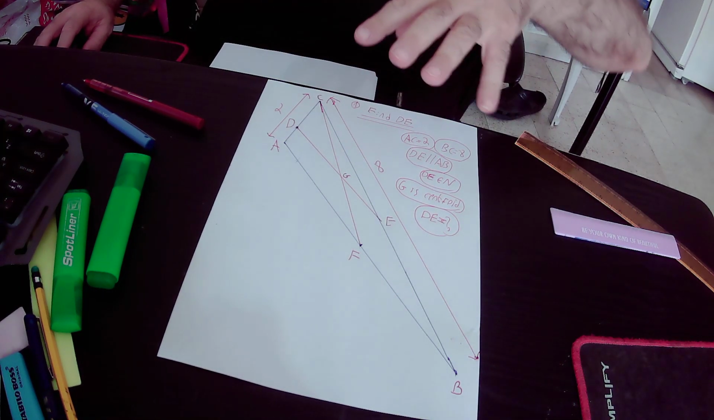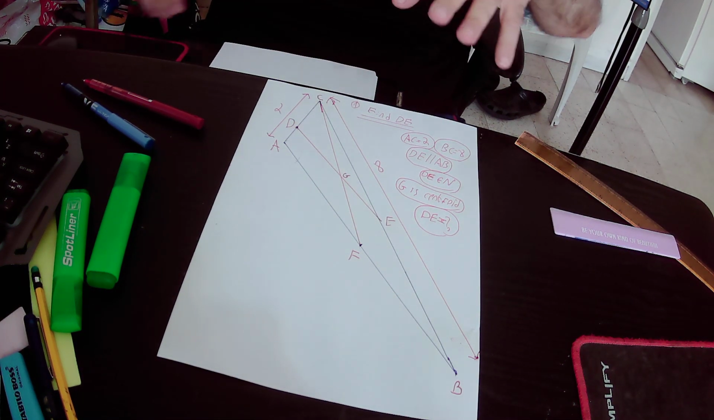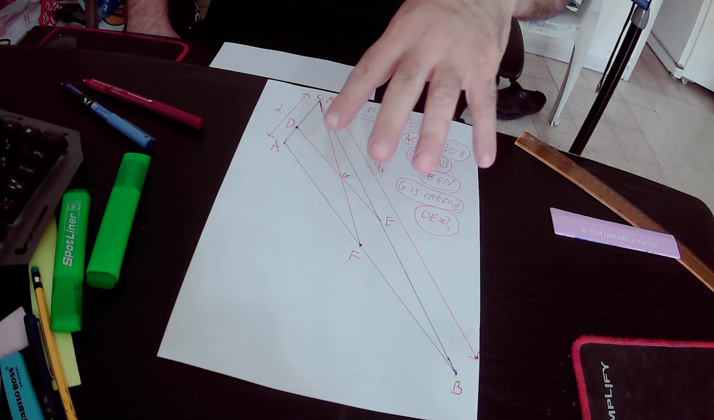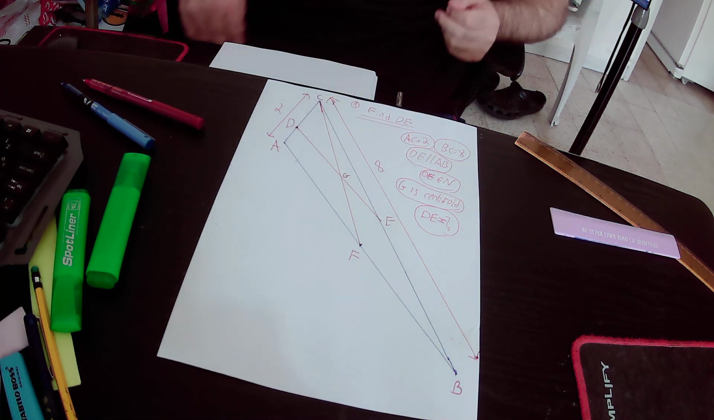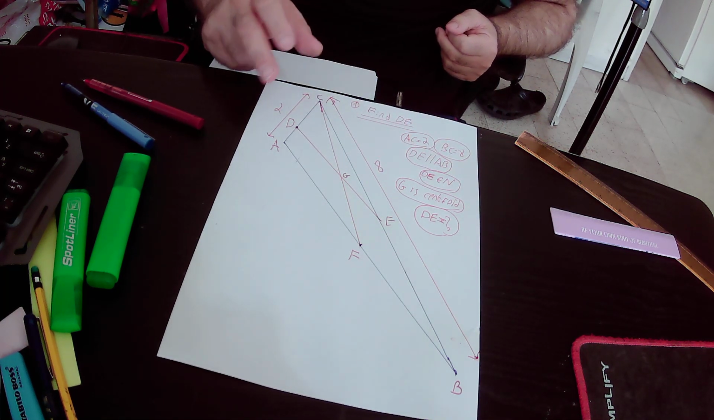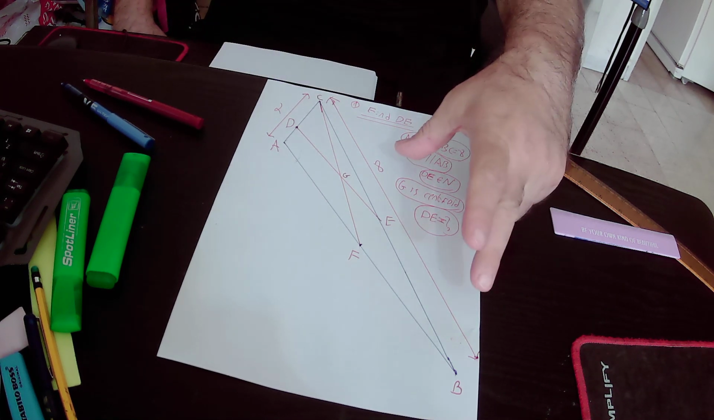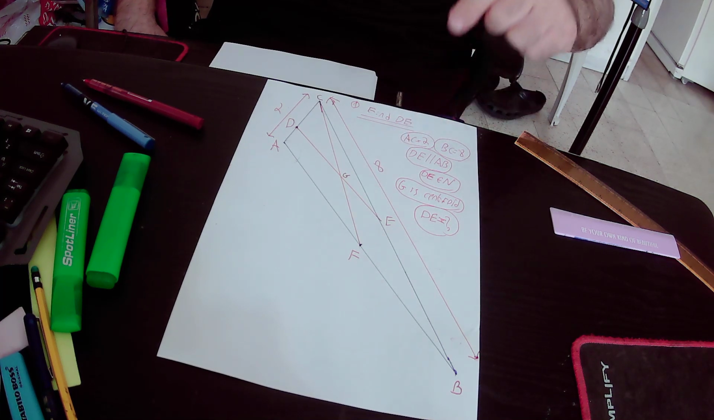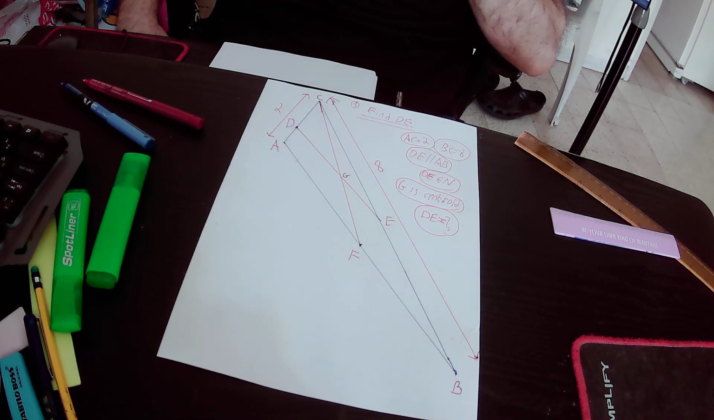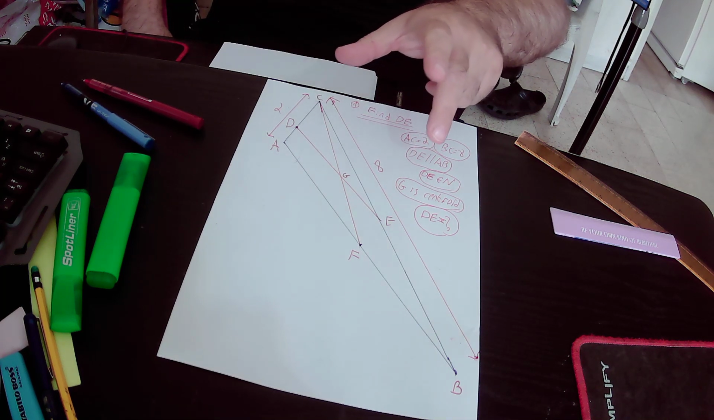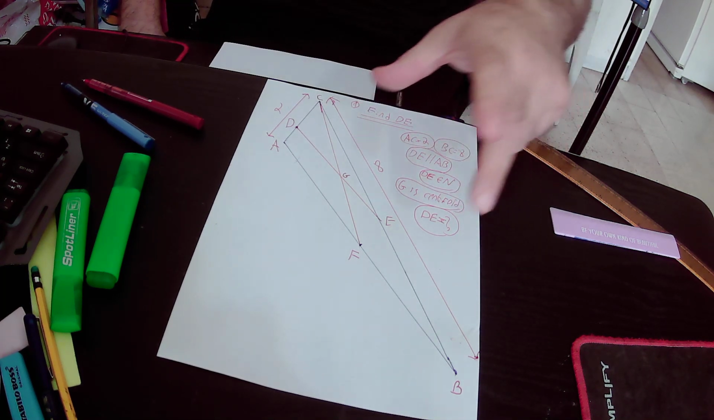Below, in this lecture, we will find the value of DE. In the drawing, we have triangle ABC. We know that AC equals 2 units. We also know that BC equals 8 units. And we know that DE is parallel to AB.